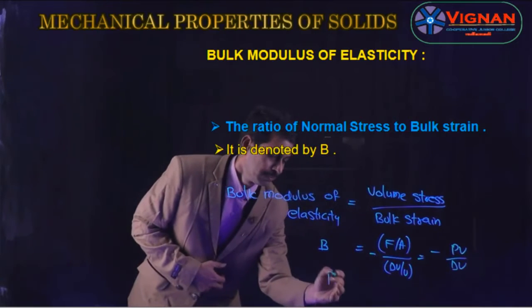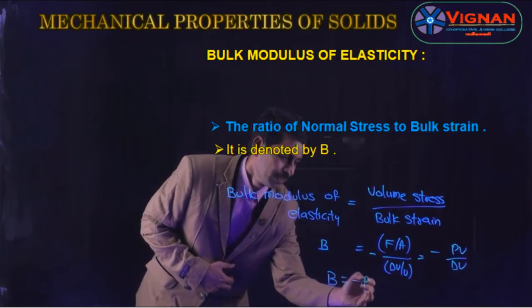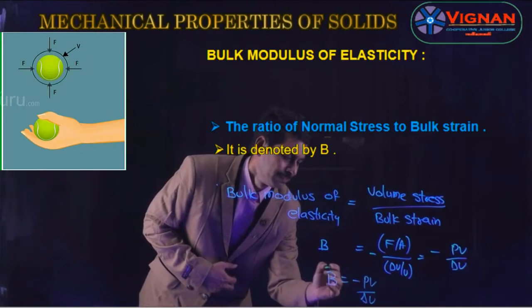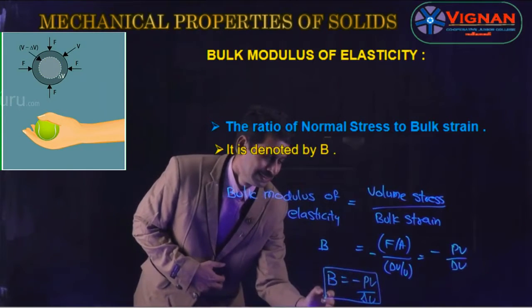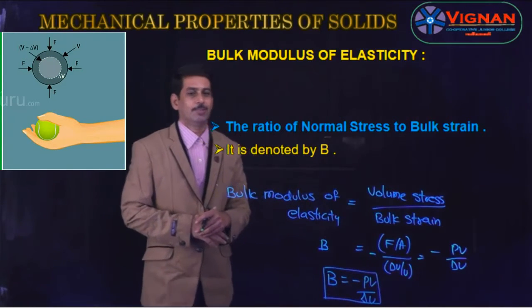So the bulk modulus of elasticity is given by B is equal to minus PV by delta V, whereas the minus indicates that there is a decrease in volume. So this is the expression for bulk modulus of elasticity.